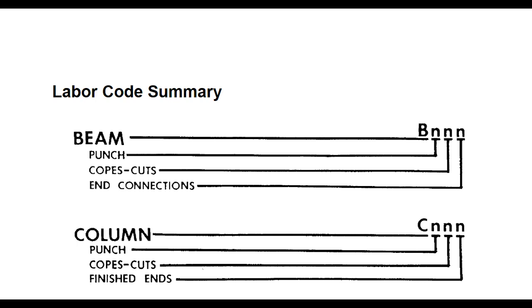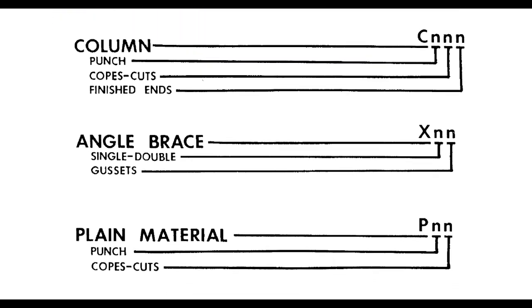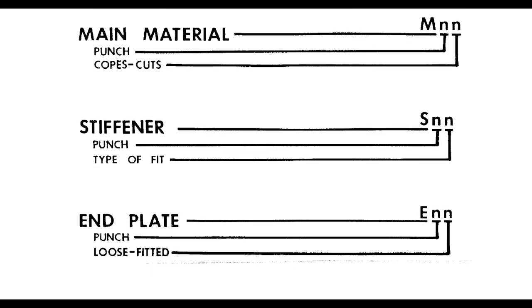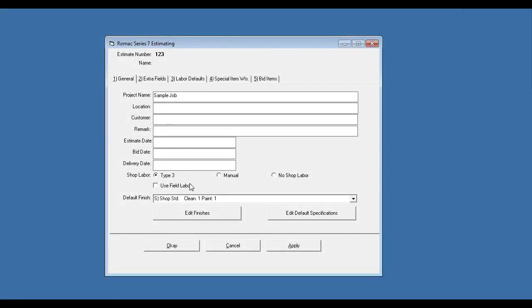The third character would be the number of copes or cuts, and the fourth character would be the number of standard end connections. For instance, with a beam, if you put in an entry for the standard end connections, Romac will calculate material for the end connections. It will also count the number of field bolts and shop bolts if you're using shop bolted connections. As you can see, Romac has 8 basic labor codes: beam, columns, angle brace, plain material, fitted piece, main material, stiffener, and end plate. You can also use manual labor, hours each or hours per ton if you choose the Type 3 shop labor, or you can leave that entry blank.